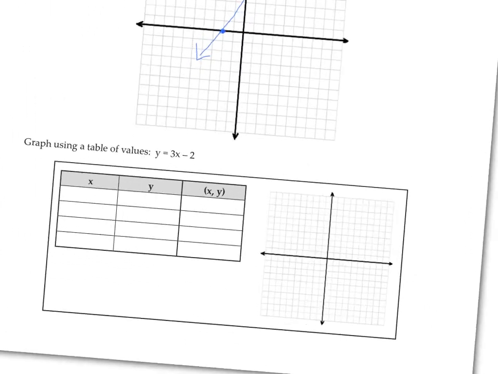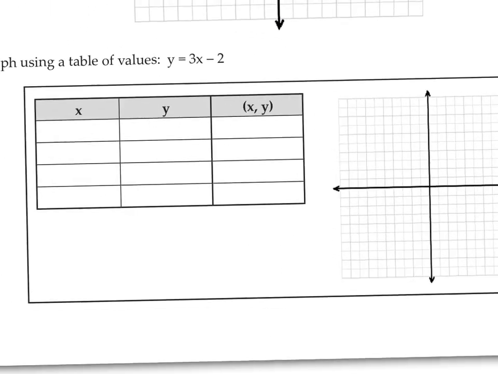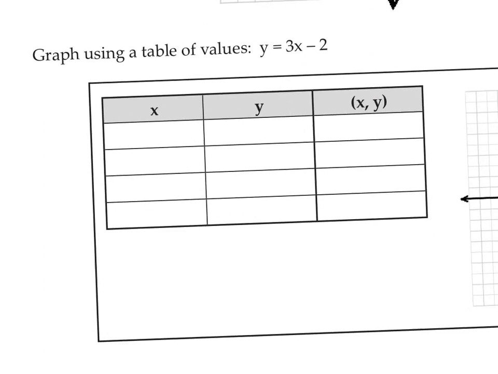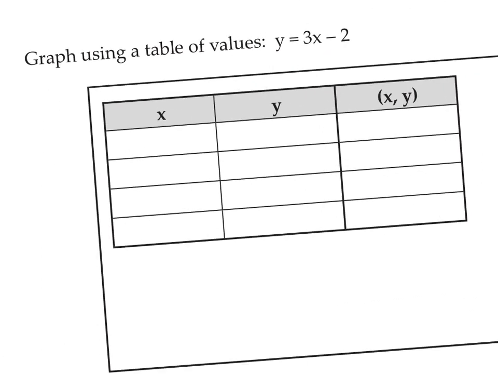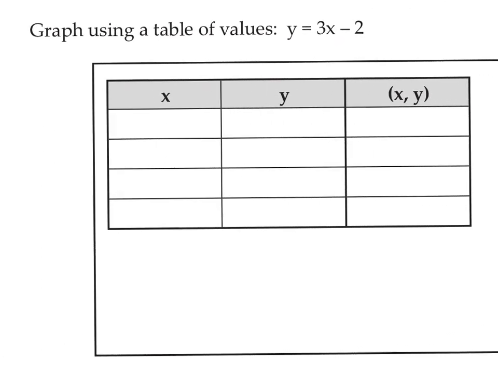All right, we have another graph and table down here toward the bottom. Let's just work on the table first. The equation is y equals 3x minus 2. So again, I'm going to choose the same values for x. This is a different equation, so those values will give me different values for y, different ordered pairs, and a totally different line.